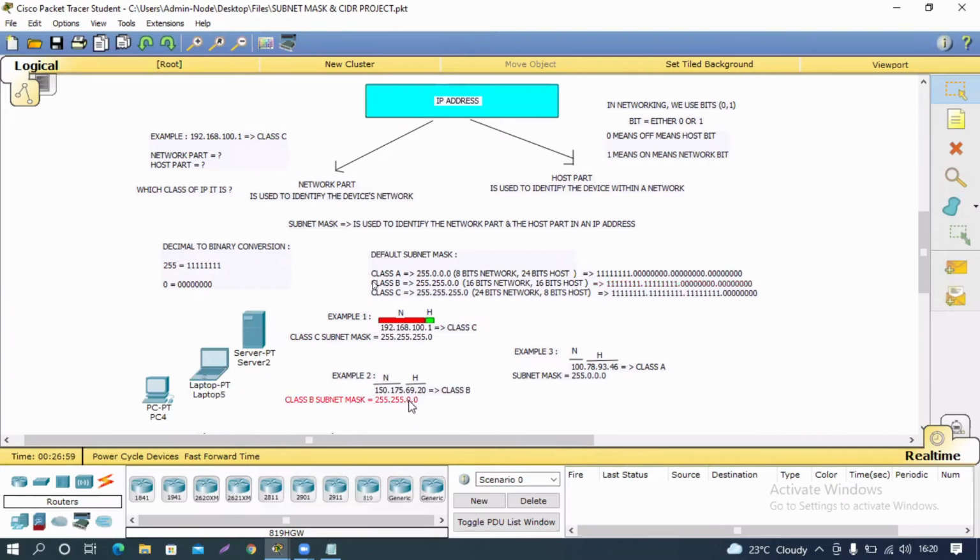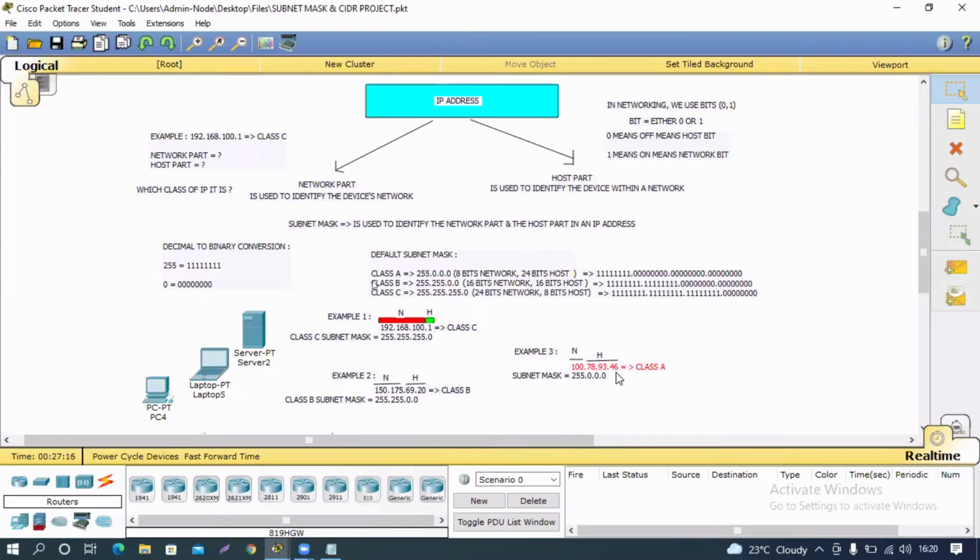255.255.0.0. So 255.255, the first octet and second octet in the IP address, will be network. And the last 2 octets, 0, will be host.